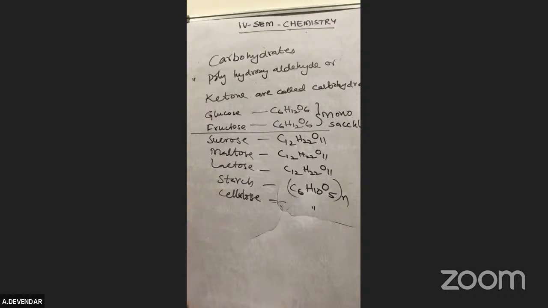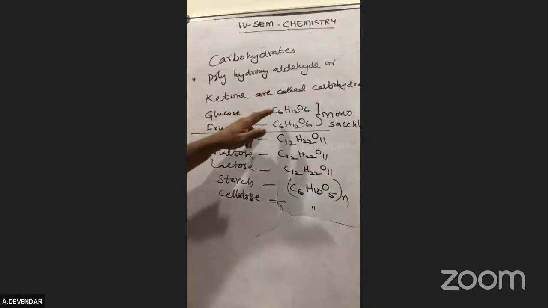So due to the respiration process, what happens? You take that in and exhaust out the carbon dioxide. This is the meaning of that only. So these carbohydrates cannot be hydrolyzed further. This is called a monosaccharide.